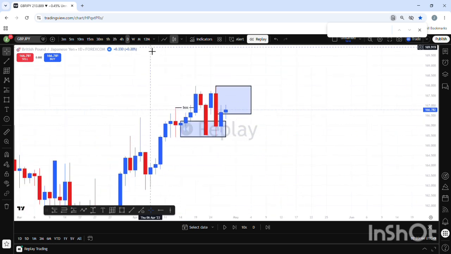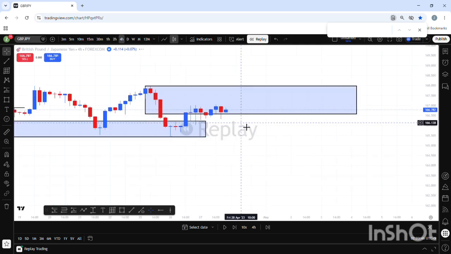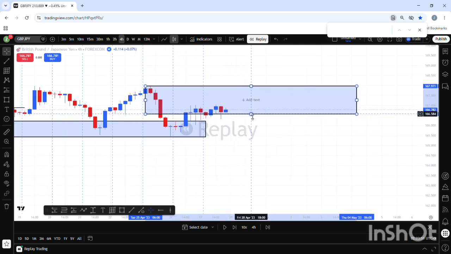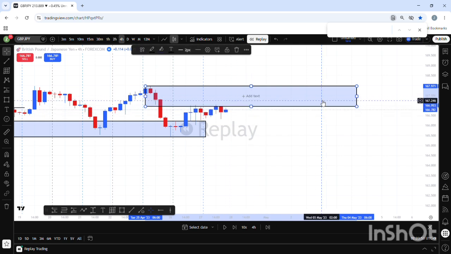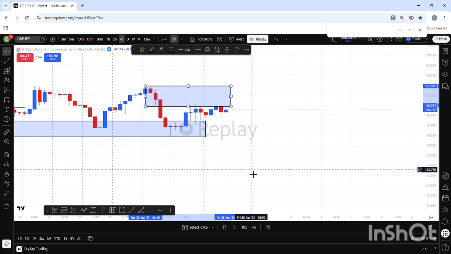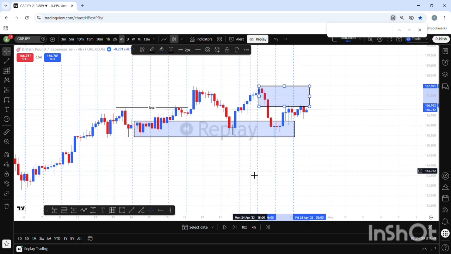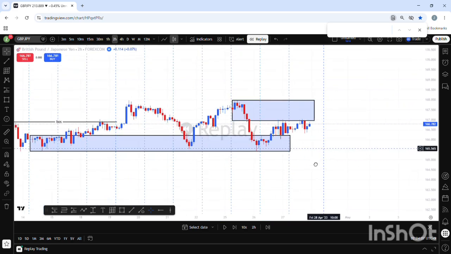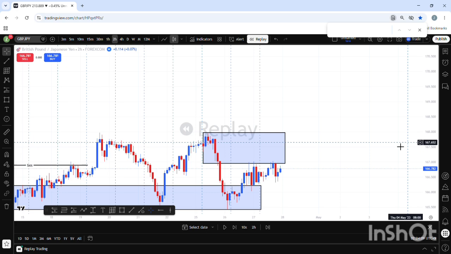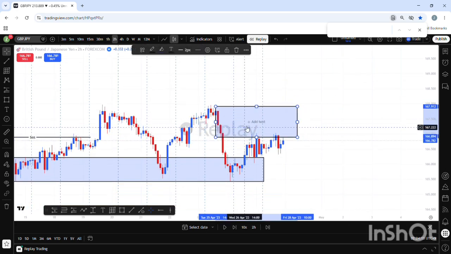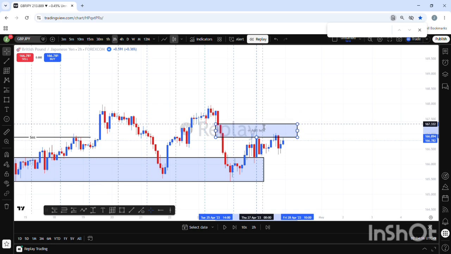Let's do this. Today is day 6 of backtesting and we are dealing with GBP JPY. So as usual, we start from the daily time frame or higher time frame to make sure that we get a clearer view of the market structure. I've done a video on how to identify market structure. You can go check on it. If you have any question, feel free to ask me on the comment section.